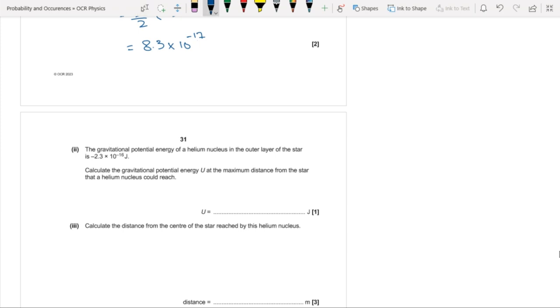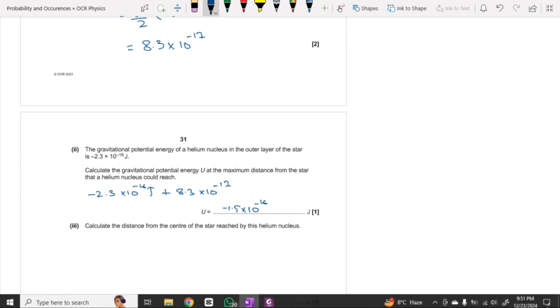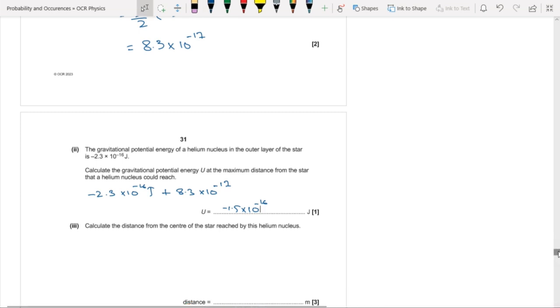potential energy at the maximum distance from the star could be found by their simple addition, like minus 2.3. The minus sign is important because the work has to be done on the particle, plus the mean kinetic energy. The answer comes out to be, rounded to two significant figures again, minus 1.5 times 10 to the power minus 16 joules. All right, moving forwards.